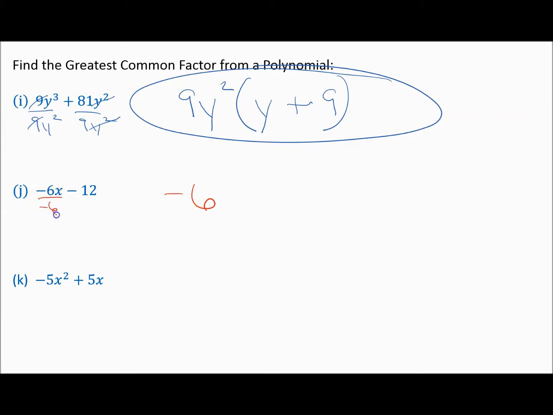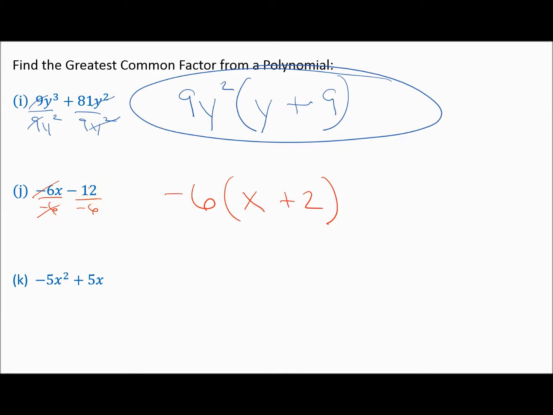So imagine I'm dividing each one of these by a negative 6. Now this negative 6 cancels with this negative 6. That leaves me with a positive x inside the parentheses. Now think about this as a negative 12 divided by a negative 6. That's going to leave me with a plus 2. So when you factor out a negative greatest common factor, it's going to change your signs, both of them. This first term was negative, and now it's a positive x. The second term was negative, and now it's a positive 2.